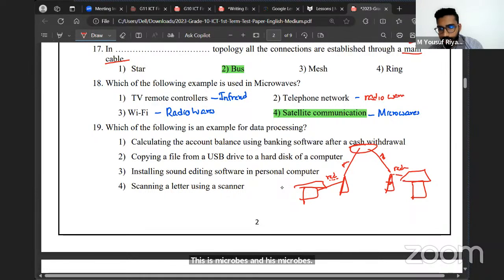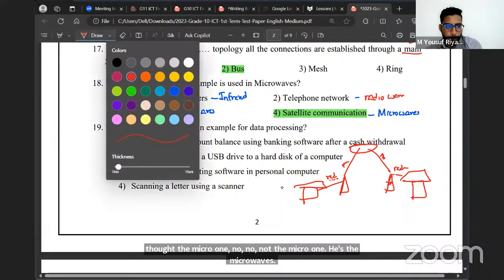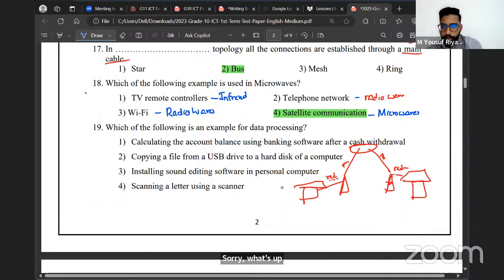I thought the microwave oven. No, not the microwave oven. These are microwaves. So your answer there is going to be the fourth one.